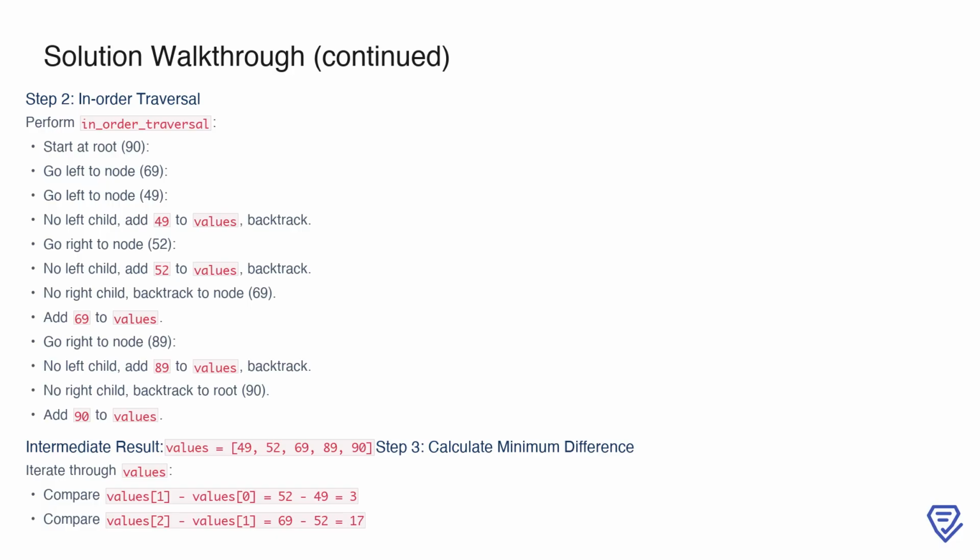With no right child to process, we return to node 69, add 69 to the list, and move to its right child, node 89. Node 89 has no left child, so we add 89 to the list and backtrack again. Finally, we return to the root, node 90, add 90 to the list, and complete the traversal. This results in the sorted list 49, 52, 69, 89, 90.